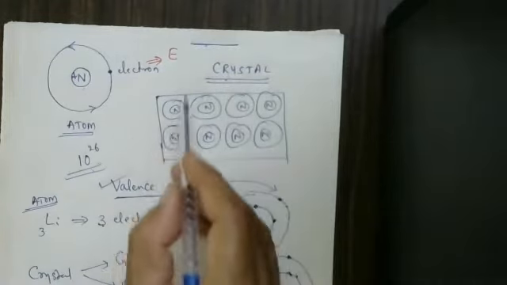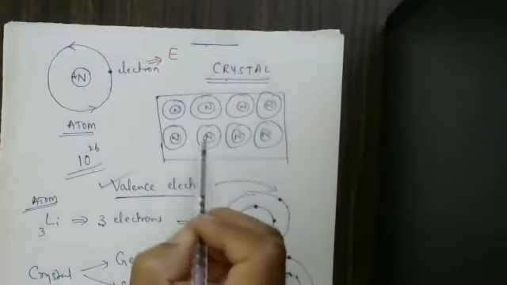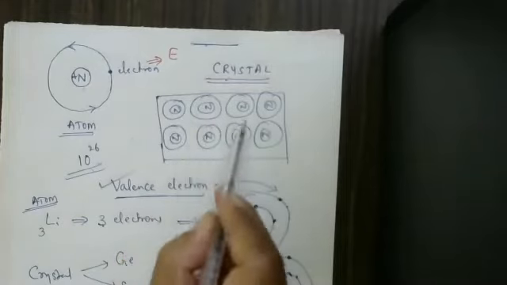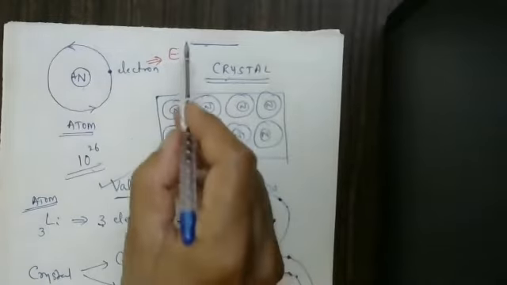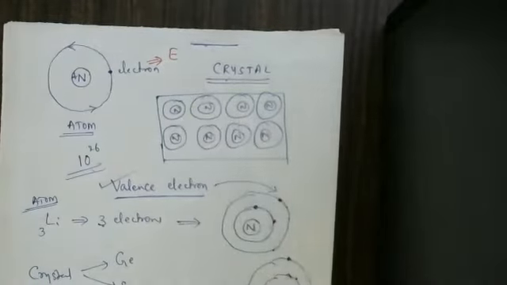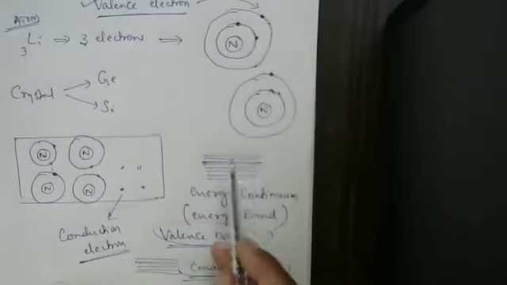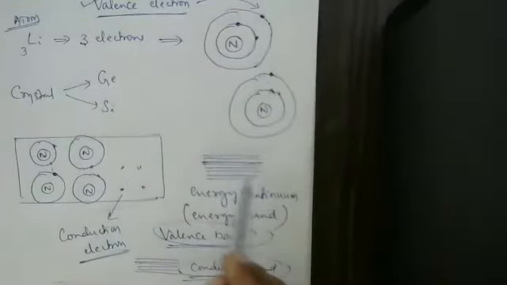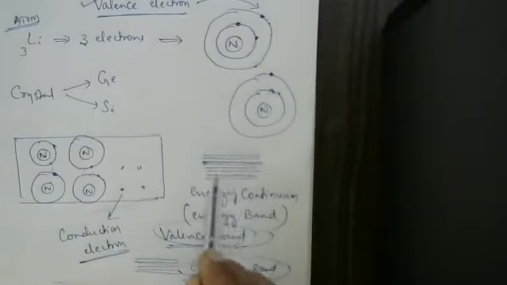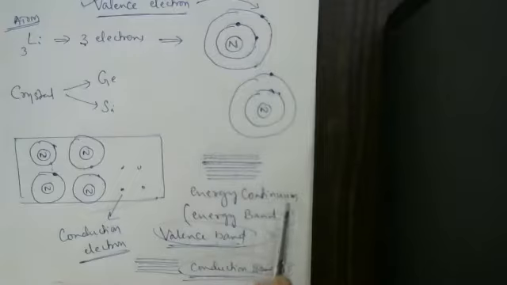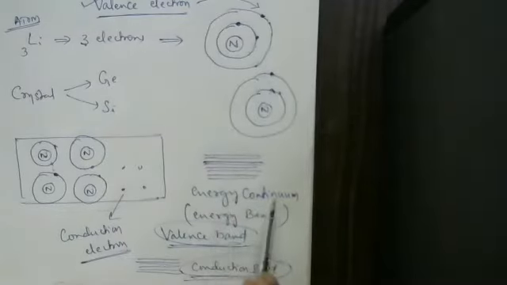Like that, if a crystal contains a huge number of atoms and all the valence electrons are involved in the interaction, then that one energy level splits up into a huge number of energy levels. These are all very close to each other. This closely packed set of energy levels is called the energy continuum, or also the energy band.